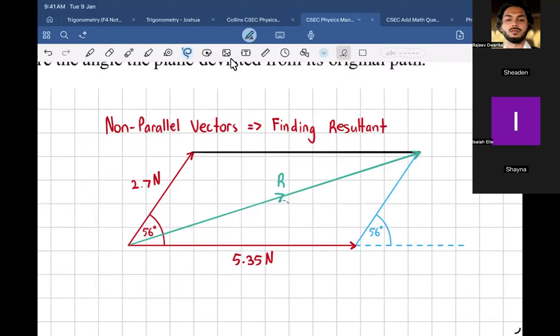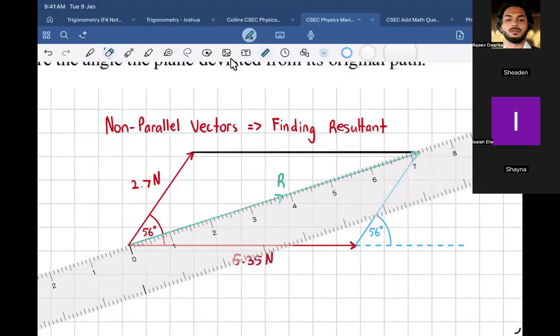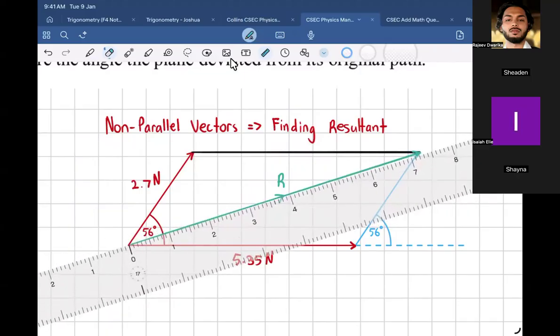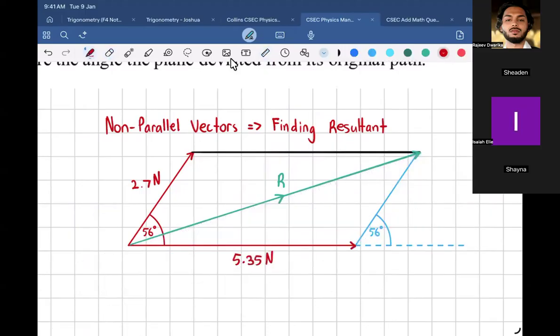And guys, you need to put the arrows there. The arrows are very important because once you're dealing with vectors, you need to put arrows to signify direction. And so let's measure the magnitude of the resultant vector. I'm looking like 7.25. So when you finish drawing this diagram, it's supposed to be like 7.25 centimeters.